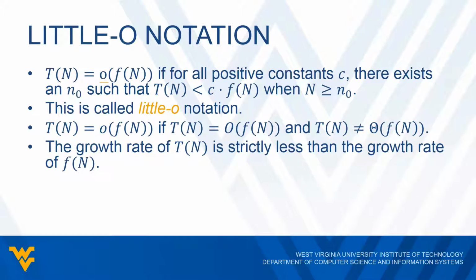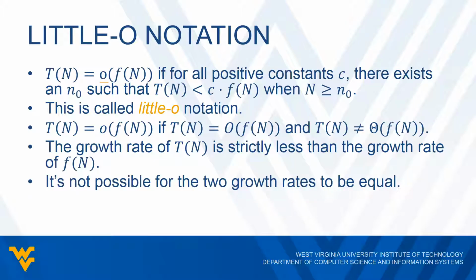So we're just saying here that the growth rate of T of n is strictly less than the growth rate of f of n. It can never be the same. It's not possible for the two growth rates to be equal. One is strictly less than the other. Now, the thing I will say about this particular notation, out of all the ones that we've looked at, this one is very rarely used.